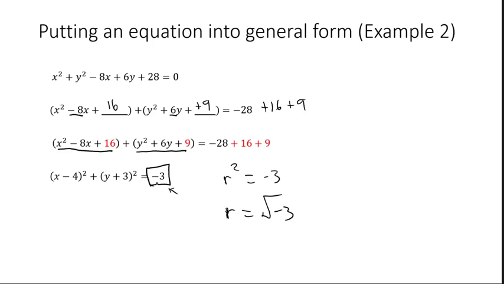So in this video, we explained how to find the center and radius of a circle, how to find the equation of a circle, how to also put an equation into general form so we can graph, and we also discussed how to graph a circle at the beginning.